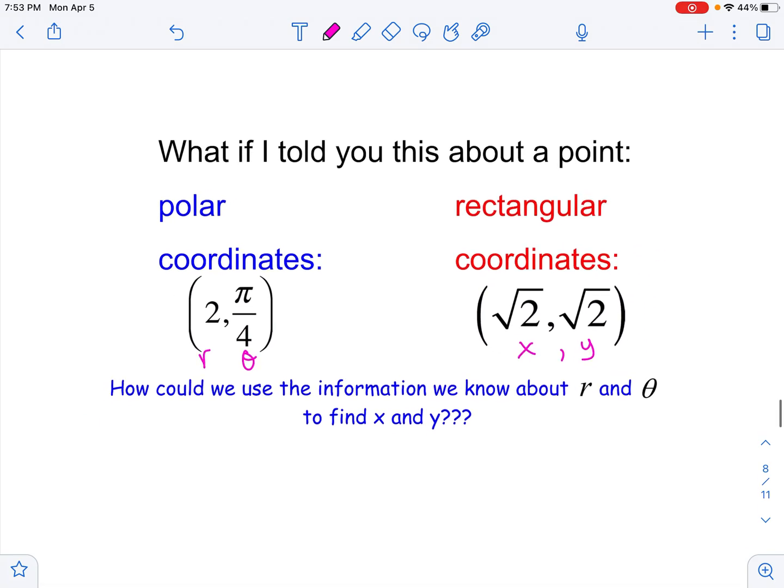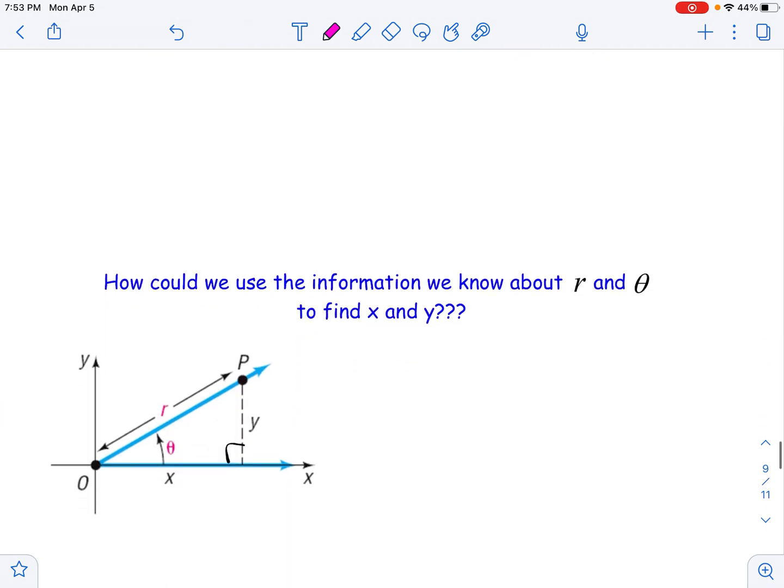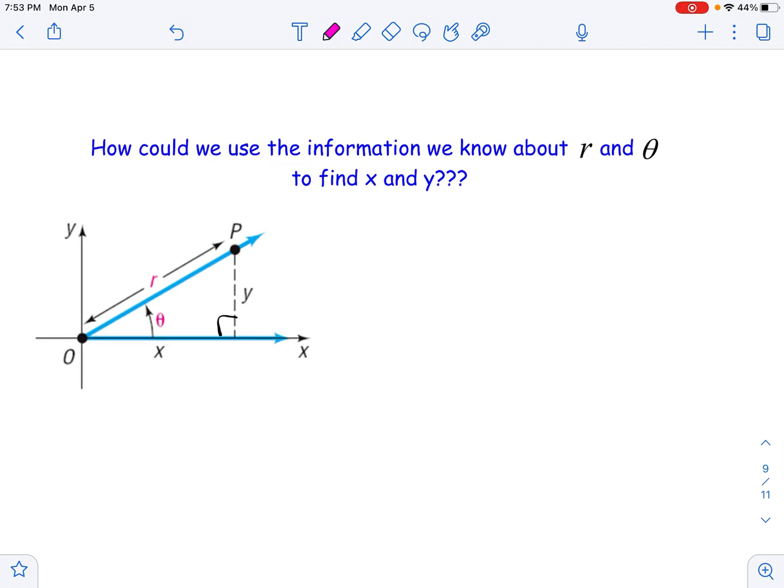All right, how can we find that? Or how can we use this information to find x and y? So let's take a look at this picture on the left. Okay, how can we use what we know about r and theta to find x and y? All right, so I know I'm going to rotate theta degrees, right? So there's my theta, and I'm going to go out this many r's for point P. I don't know how many it is, but that's how I would graph that point P with polar coordinates. If I was doing x, y's, I would go over x, up y.